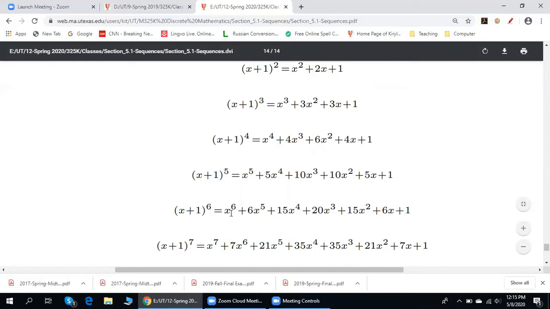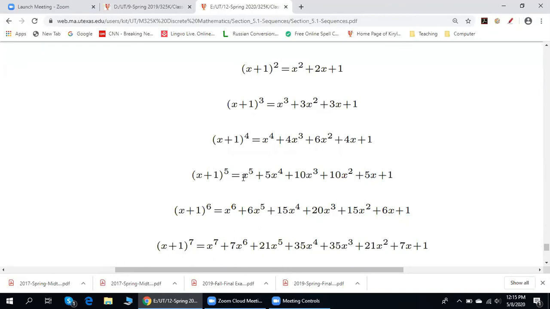Compare, for example, this row and this row, this expression and this expression. Observe that the coefficient in front of x to 5th power is 1. 1 plus 5 is 6. 5 plus 10 is 15. 10 plus 10 is 20. 10 plus 5 is 15. 5 plus 1 is 6.